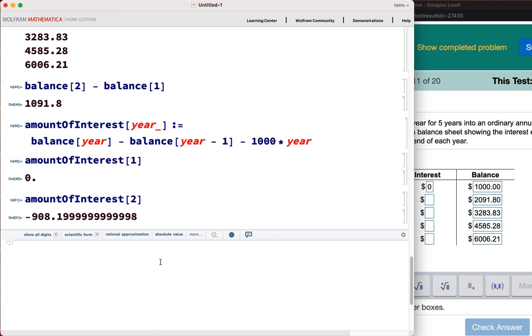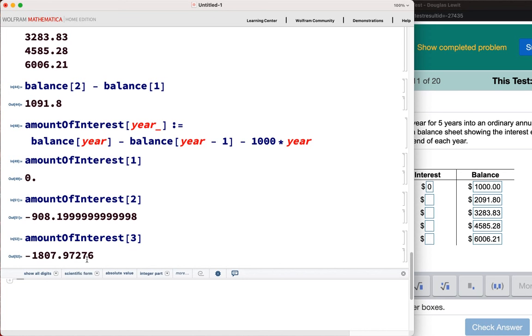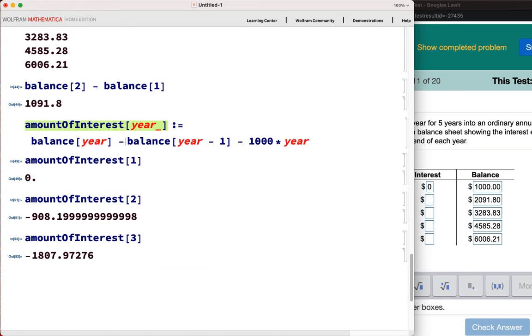Okay, so everything is fine except for the negative sign. And amount of interest 3. Yeah, so I think, okay, so we actually, okay, I have this screwed up a little bit. So hold on one second.